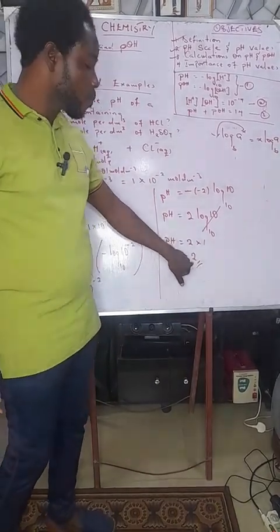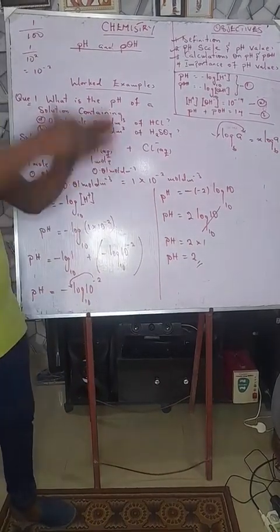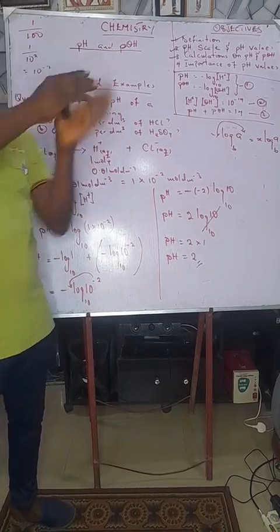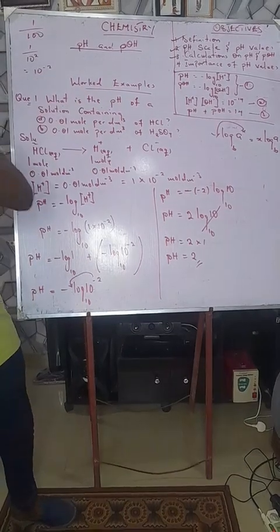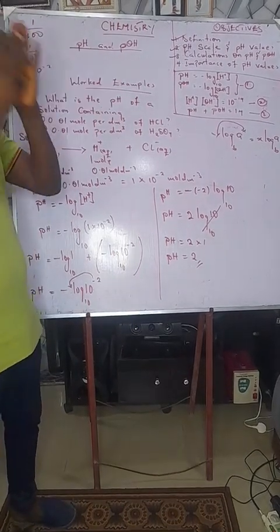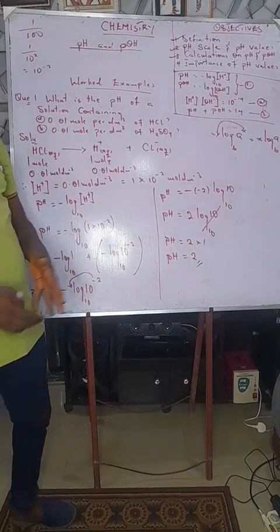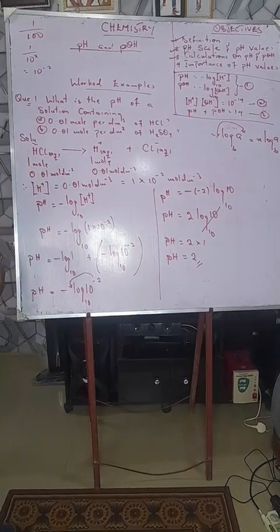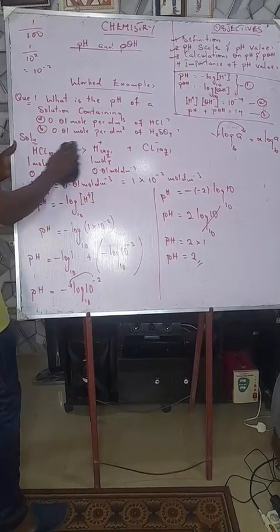Since it is 2, that means our HCl is a strong acid, because the pH scale ranges from 0 to 14, and acidic is from 0 to less than 7. So the 0 is the highest. If you look at it, 0, 1, 2. If HCl is 2, it means it's a strong acid, very, very corrosive. Now we move to the second aspect.